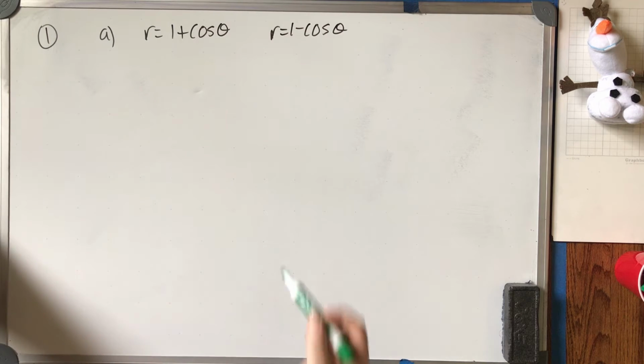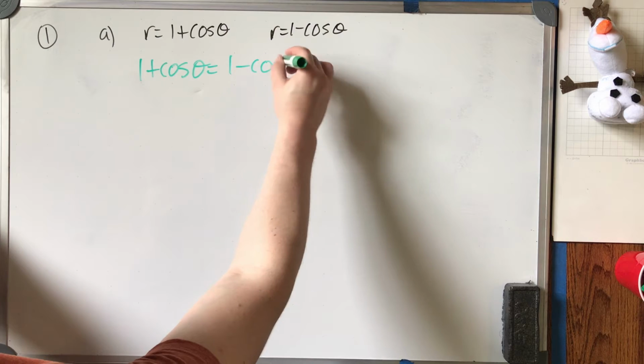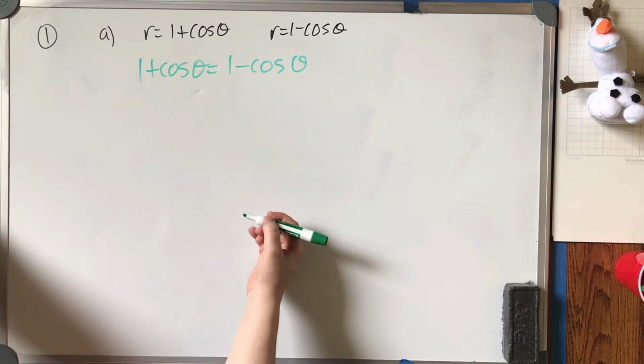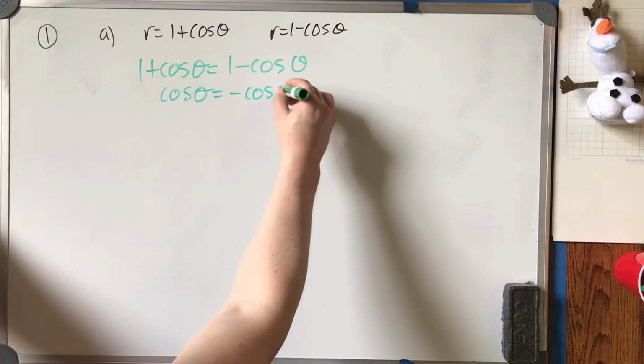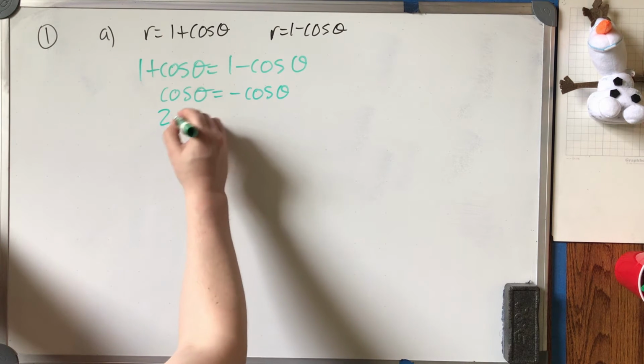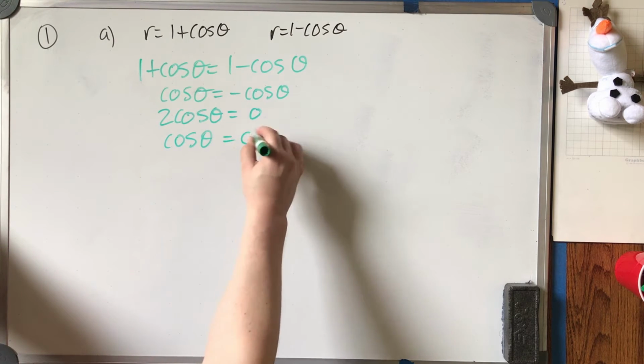Okay, 1a, I'm just going to set the r values equal to each other, so I get 1 plus cosine theta equals 1 minus cosine theta. The 1's are going to cancel immediately, so I'll have cosine theta equals negative cosine theta, so I'll just add this to the other side, so that's 2 cosine theta equals 0, or just cosine theta equals 0.